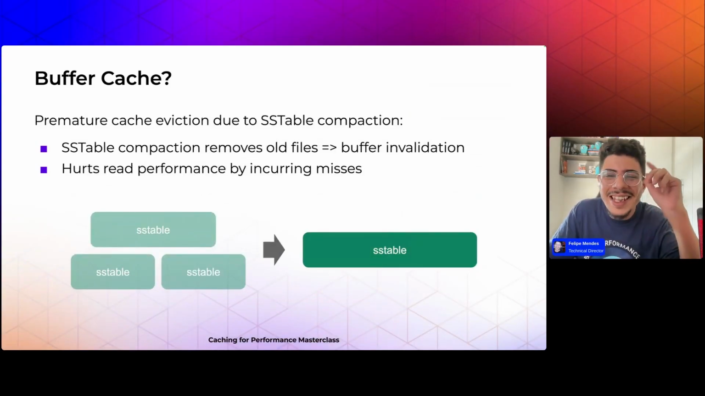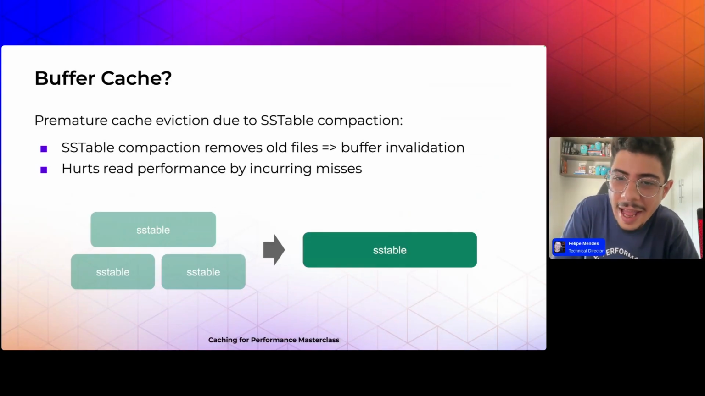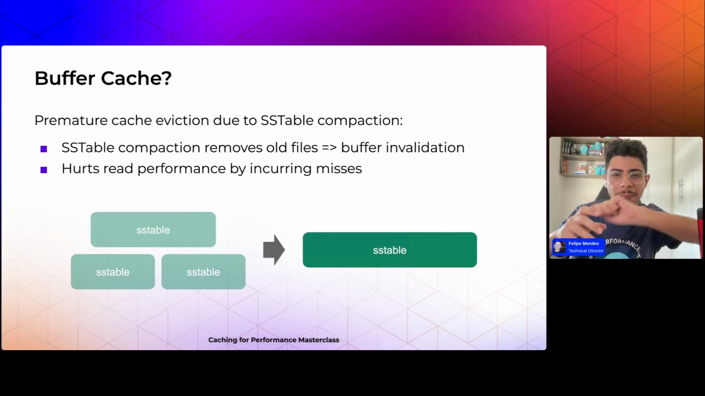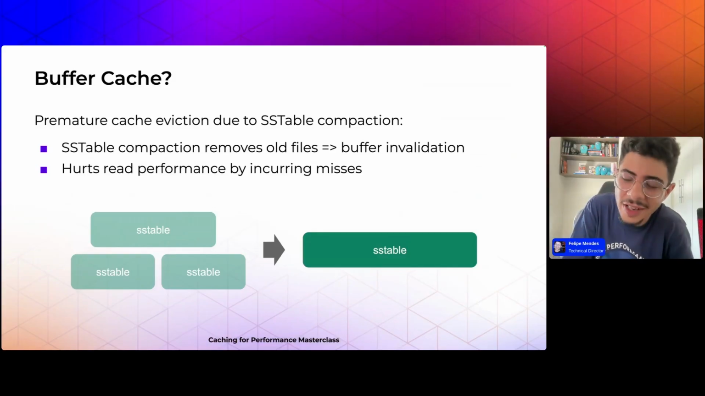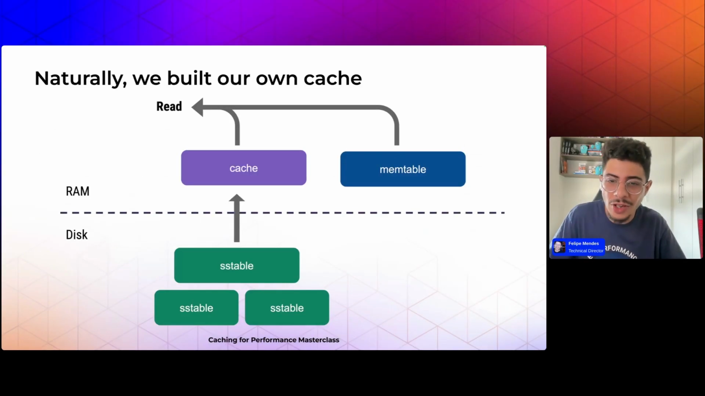And the last and final reason not to use the Linux page cache is, of course, compactions. Compactions are something that LSM databases, ScyllaDB included, have that's running all the time. And because compactions update references to the underlying files you have on disk, every time compactions happen, it invalidates and evicts the contents of your buffer cache prematurely, which at the end of the day affects your read performance. So, naturally, given all those reasons, we built our own read-through cache.